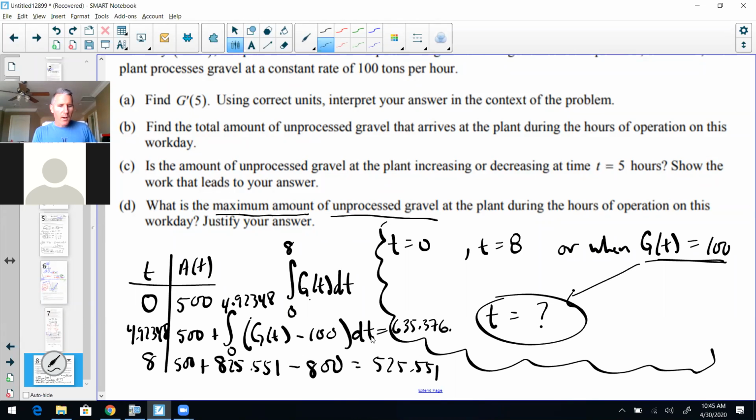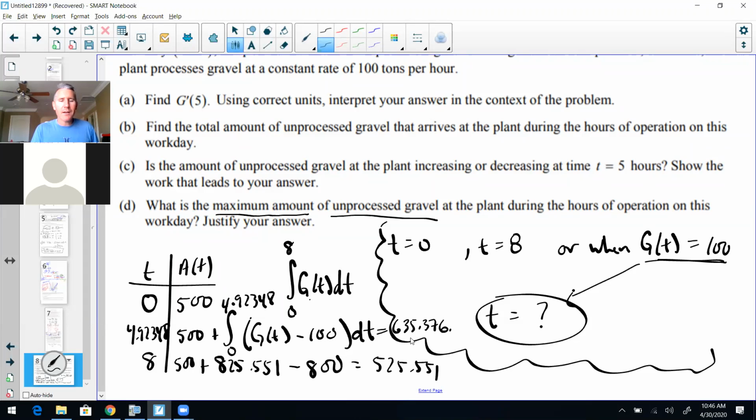And so what is the maximum amount of unprocessed gravel at the plant during the hours of operation? Well, that's going to be 635.376 tons of gravel. So it started with 500. More and more was being brought throughout the day, and then they're able to process some. And when there was the most gravel, there ended up being 635.376 tons of gravel, okay?